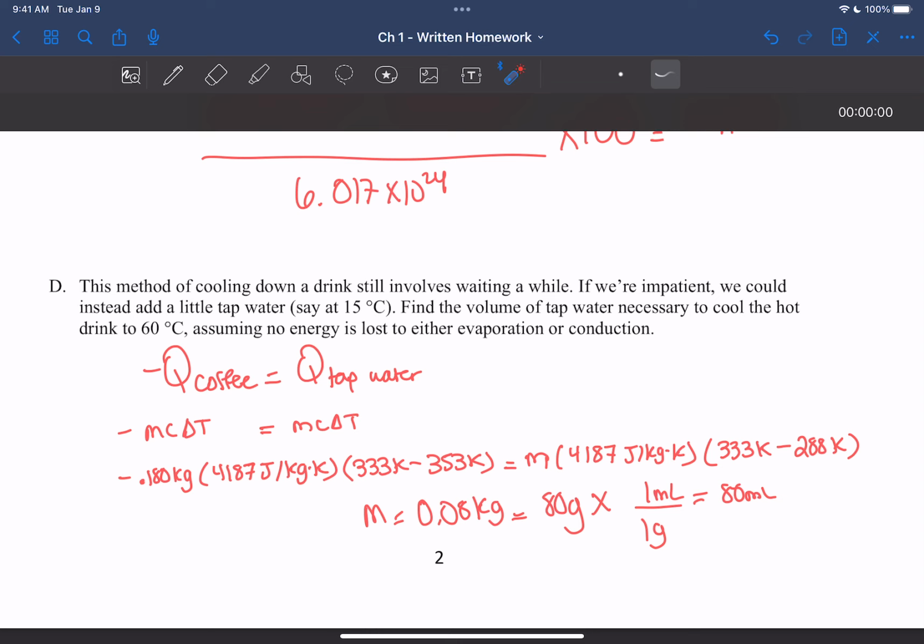That was the temperature of the tap water, which was 15 degrees Celsius. So I took 273 plus 15 degrees Celsius to get the temperature in Kelvin.